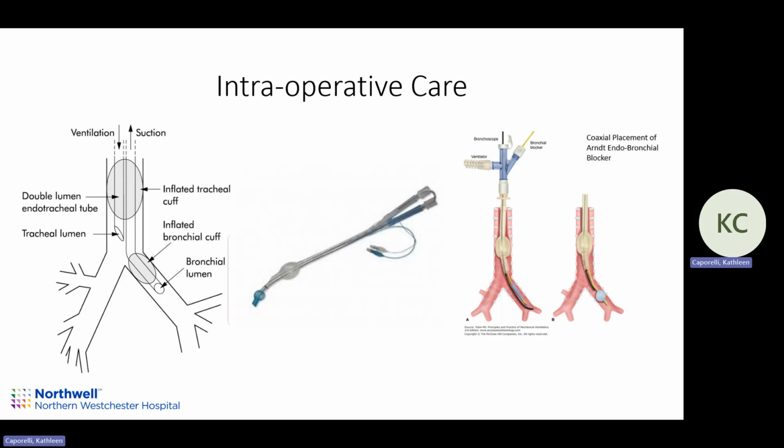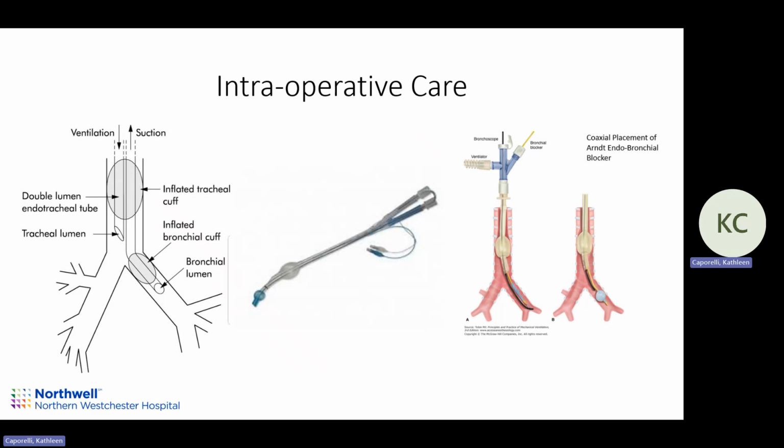When I say double lumen, it has two channels, right? There's a channel that ends in the trachea, and there's a channel that ends in the bronchus. And then there's two different balloons. There's a tracheal balloon and there's a bronchial balloon. So when this is placed correctly, we have access to ventilate just the left side, right? If we have this inflated and we don't ventilate this tracheal side, air is only going to go down this side and it can't come back out because you have a cuff blocking it, okay?